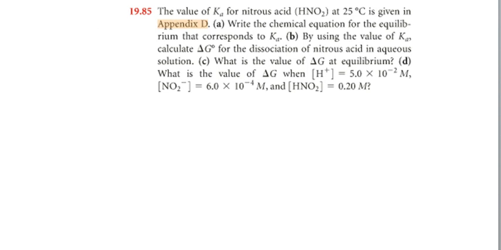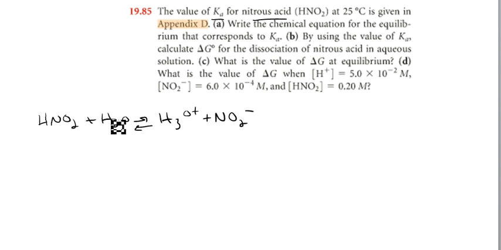This is number 85. They give us the Ka value for a weak acid. So let's start by writing out the equation. HNO2 plus water makes a hydronium ion plus a nitrite ion, and it's reversible. And it tells us, using the Ka value, find delta G standard.